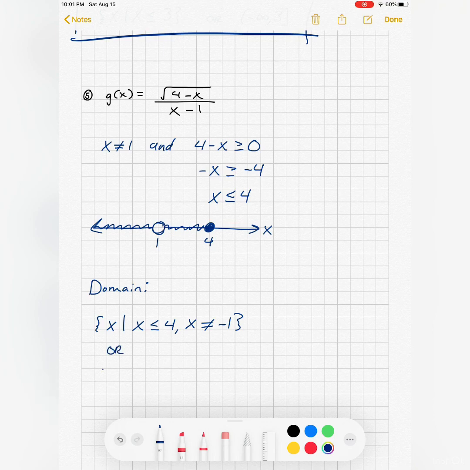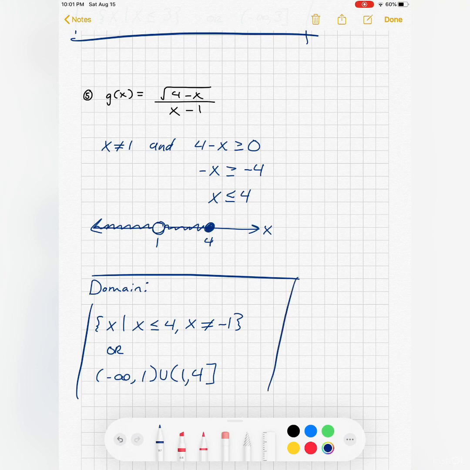For the interval notation, I can look right at my number line. Negative infinity to 1, 1 is not included, it gets a parenthesis. Union 1 to 4. 4 is included, it gets a bracket. That one's a little more interesting.